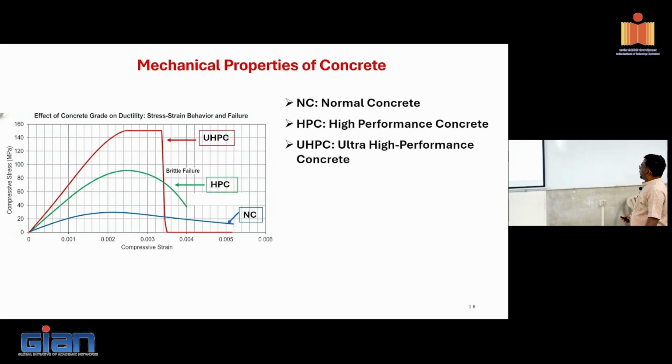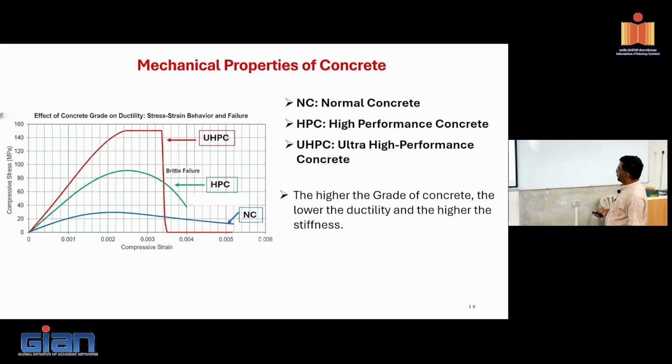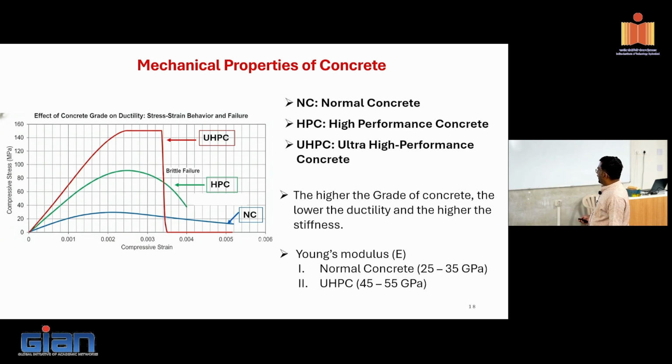Okay. Anyway, so normal concrete, high performance concrete, and UHPC that we talked about. The higher the grade of concrete, the lower the ductility and the higher the stiffness. As you can see, for the green color curve, the elastic modulus is going to be much higher than that of your blue color curve. And this is the range of elastic moduli that we talked about, right?